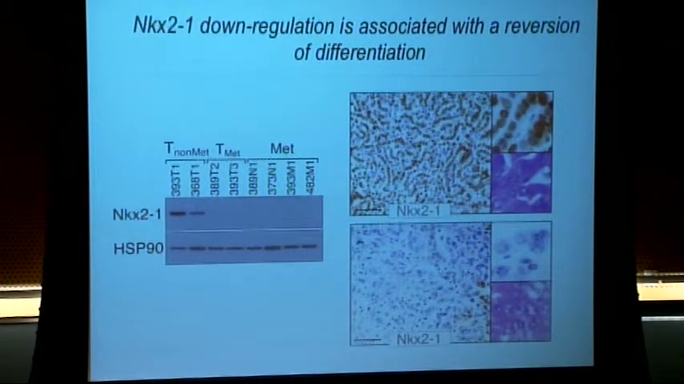Early stage disease, well-differentiated cells express this transcription factor. Later stage, less well-differentiated cells lack the transcription factor. They do become less differentiated. It's not too surprising, but we wondered whether that gene, that transcription factor, was changing the biology in other interesting ways.